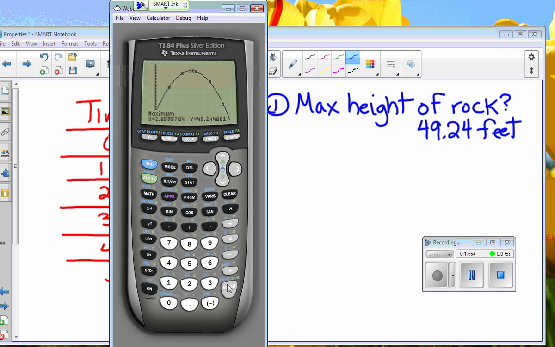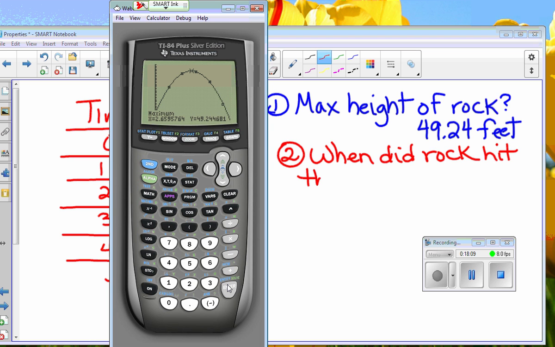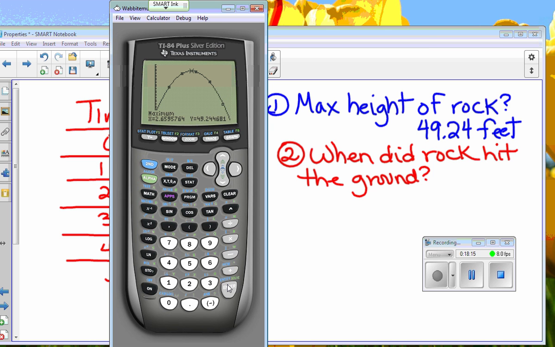The second question I might ask you is, when did the rock hit the ground? That's the second question. When did the rock hit the ground? How can I use the graph to answer that question? What should I do? Well, there's no minimum. And honestly, my graph doesn't show it real well. So I'm going to change my window, and I want the y min to be a negative number. Let's just do negative 10, just so you can see what I'm talking about. Now maybe you can answer the question a little better.